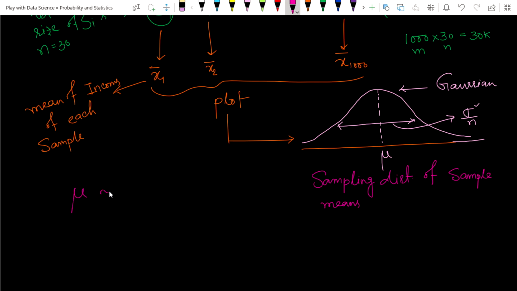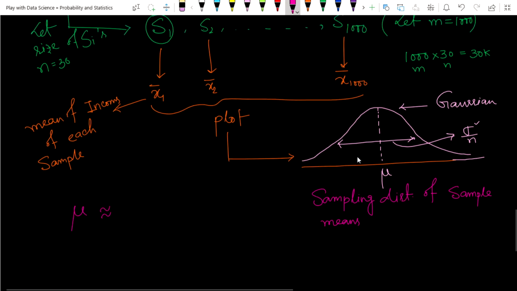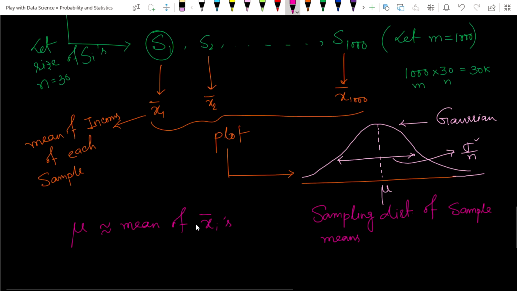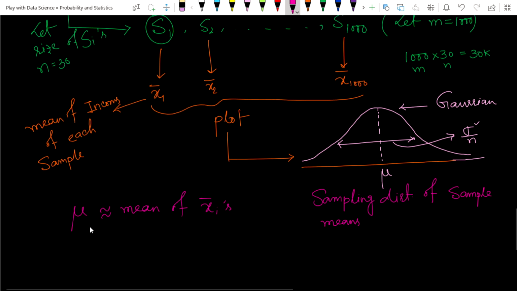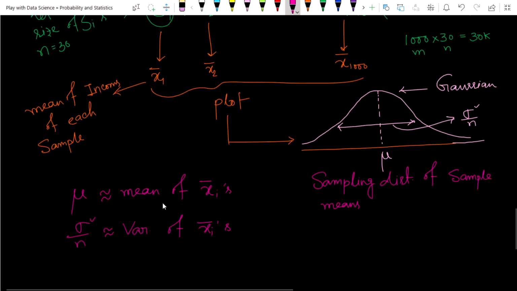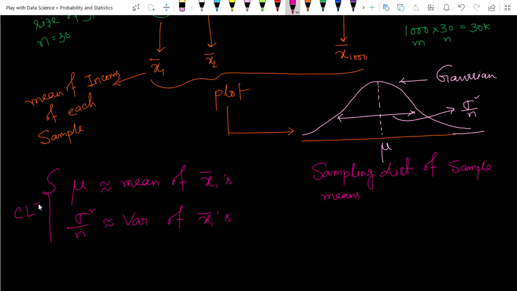So this mu is approximately equal to the mean of the distribution of the sample means. The mean of the sample means is the same as the population mean, and sigma squared by n equals the variance of the sample means. That is what the central limit theorem says.